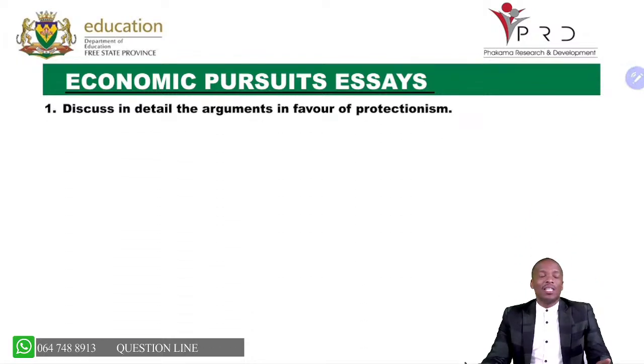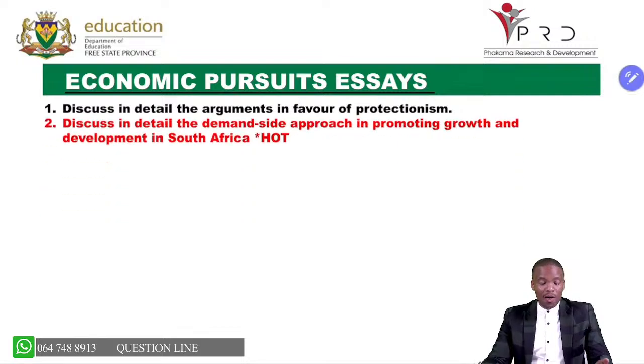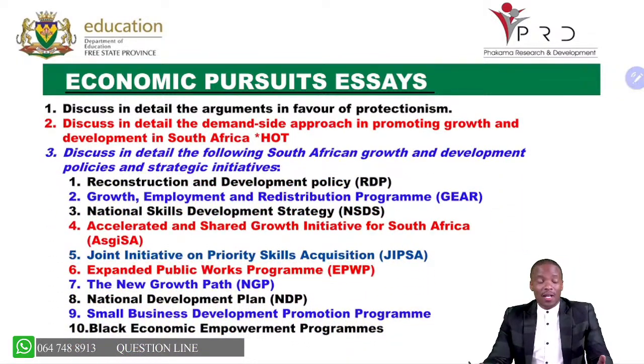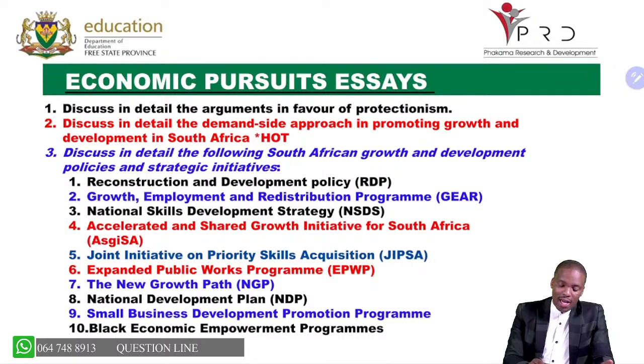Under economic pursuit, we are looking at arguments in favor of protectionism: why do we need to protect our industries? Number 2, we are looking at the demand side approach in promoting growth and development in South Africa, both fiscal policy and monetary policy.